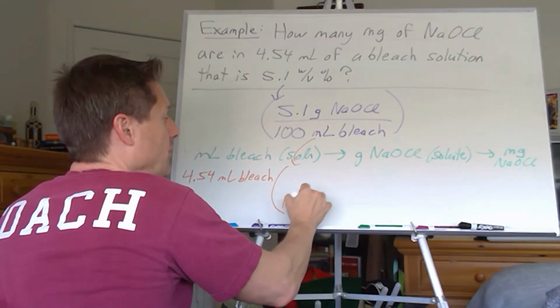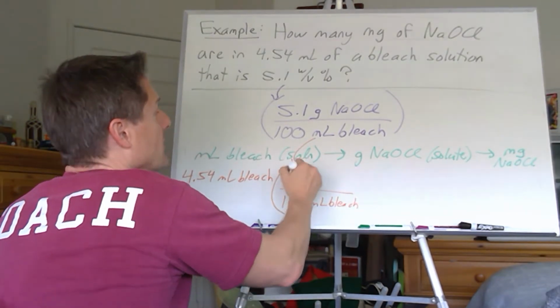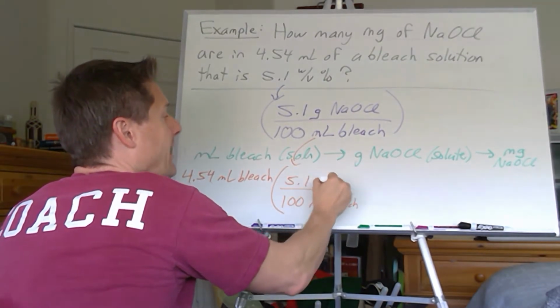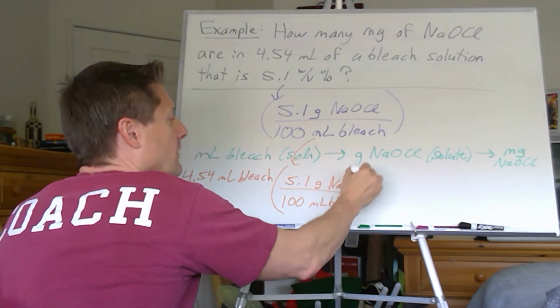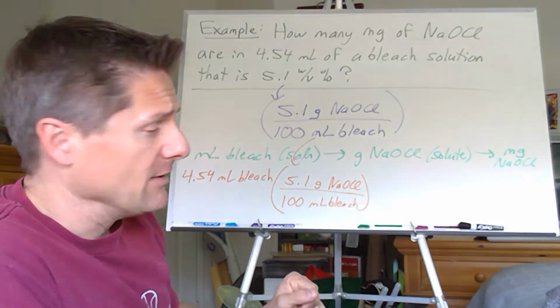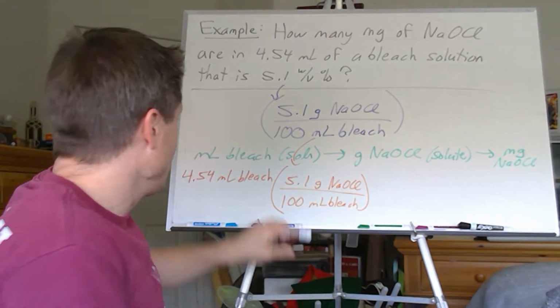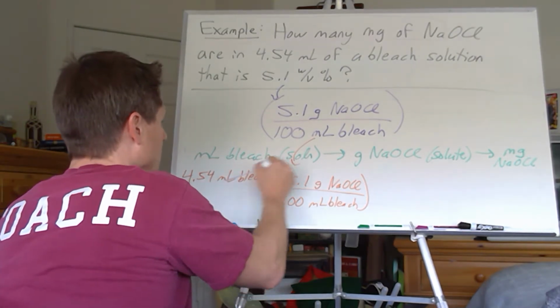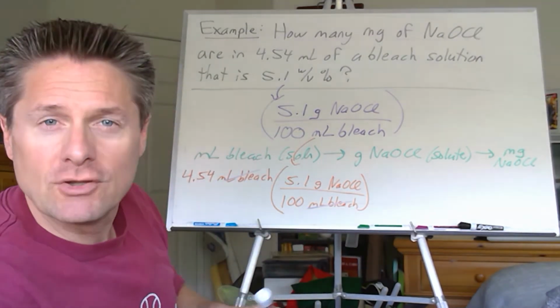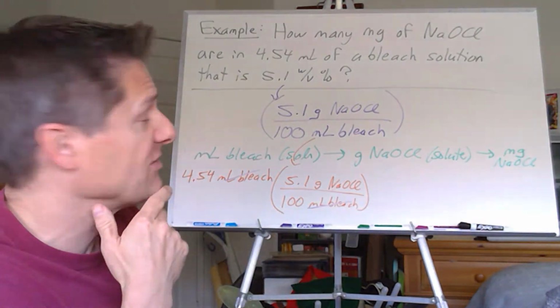So for every 100 milliliters of bleach, there are 5.1 grams of whatever that solute is. Hopefully that's no big deal. But that's how we're going to use our brains to think about percents. And that cancels out solution units. We've now successfully gone from a whole to part, solution to solute.